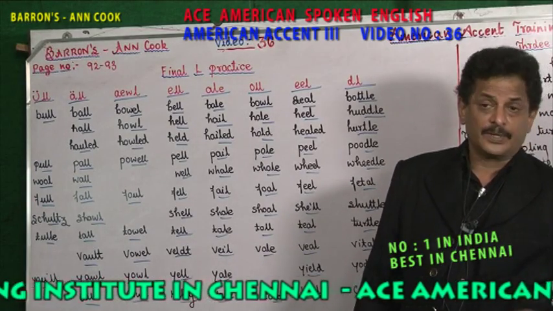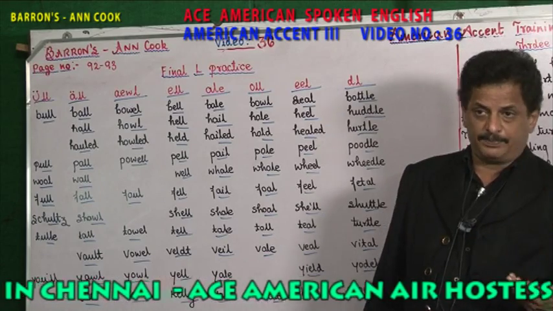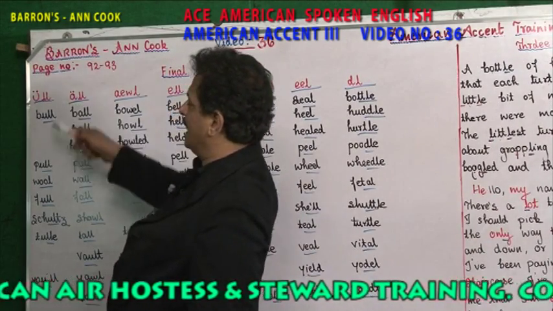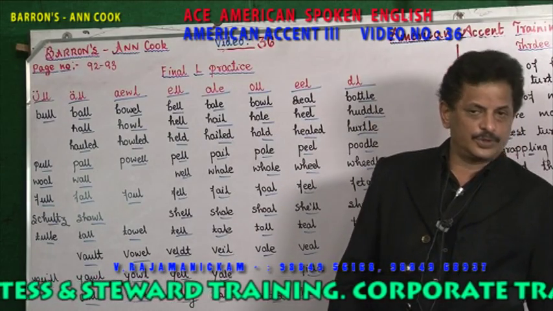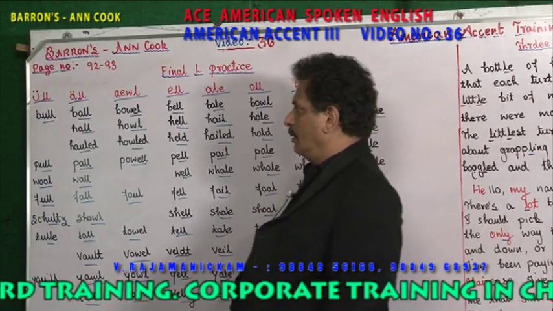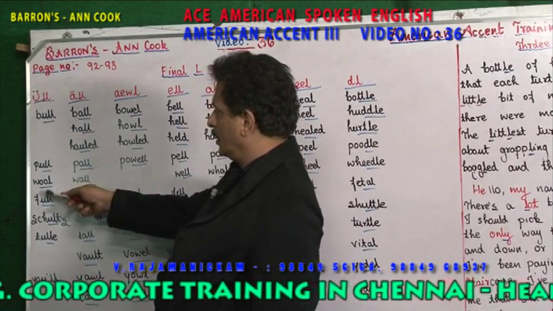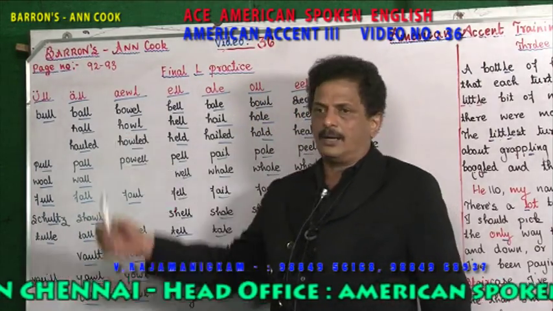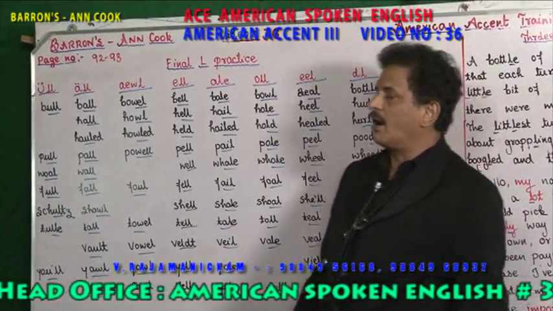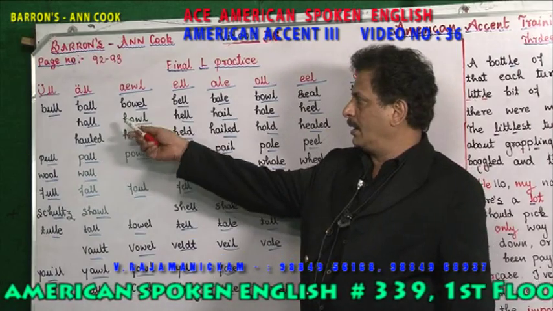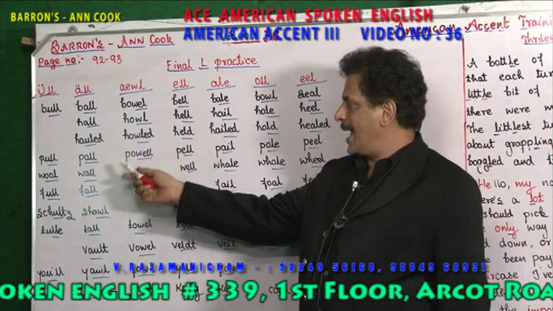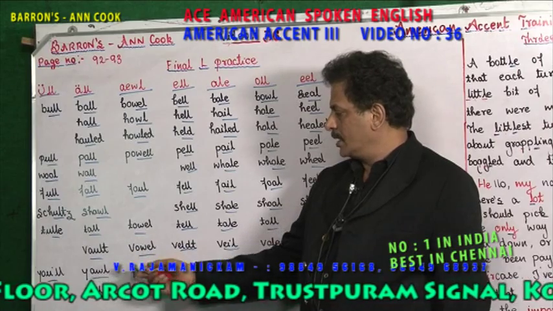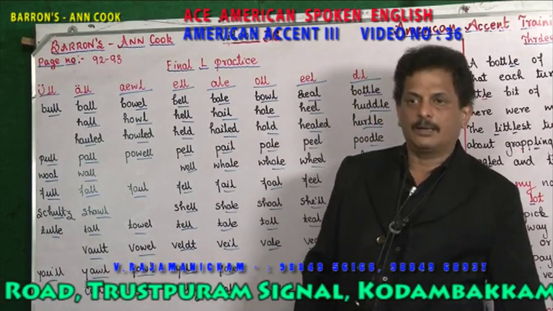When you say L, the tongue disappears. You cannot see the tongue. So the air should come from the side. For example, U plus L: ool, bull, pull, full, skull, till. After the A sound, if you put two dots, it becomes ah, ahl: ball, hall, howl, pal, wall, fall, shawl, call, all.